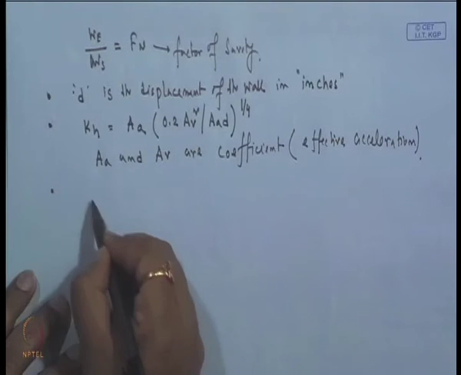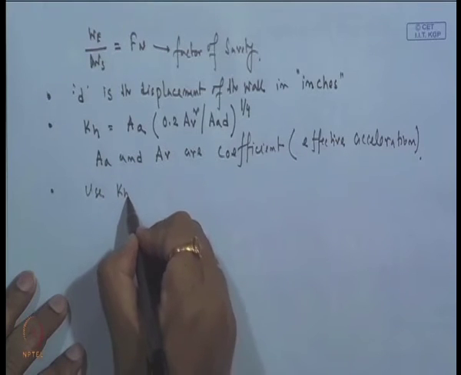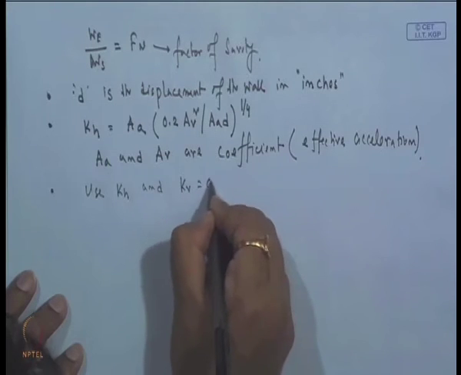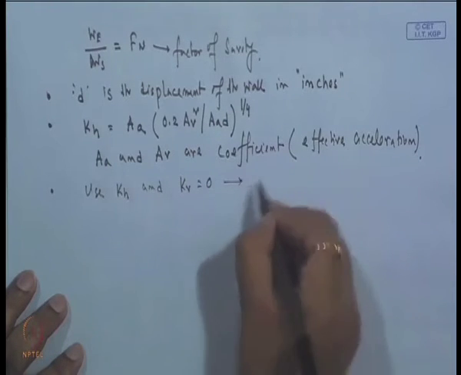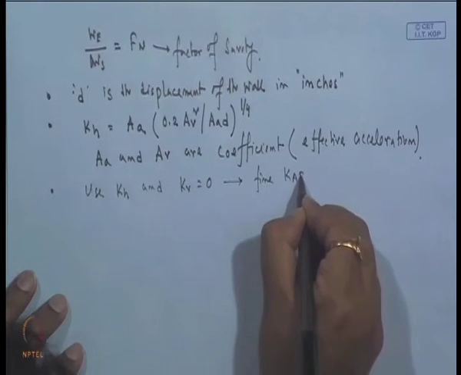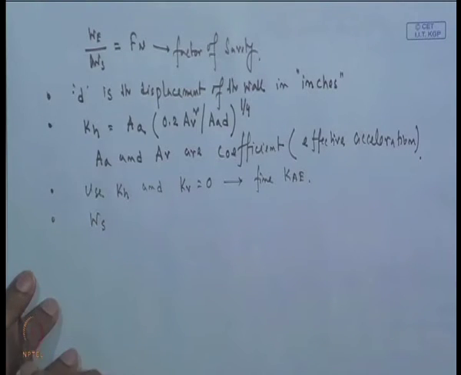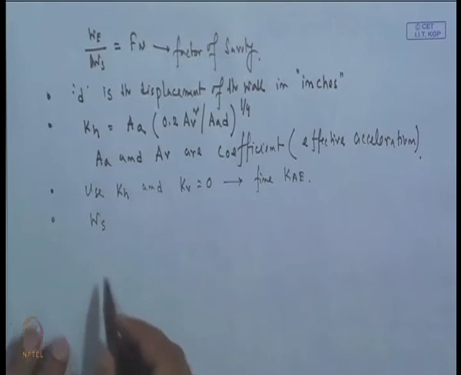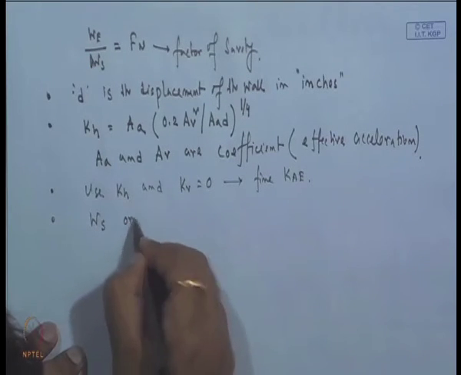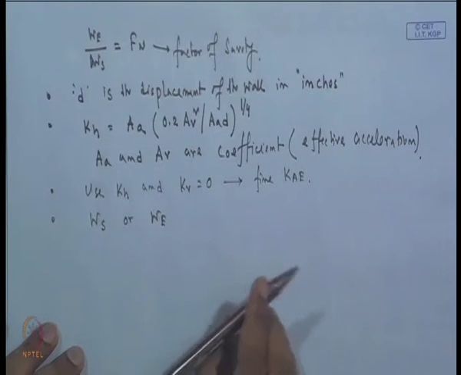So, now we use this K h and make K v equal to 0, and then we find K a e. Then putting this expression we will get W s in the static condition, or W e in the seismic condition.